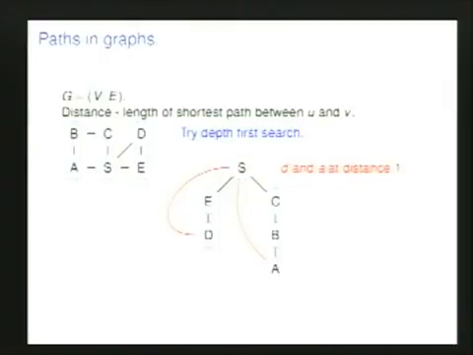It's also true for D. It did not find the shortest path to D. It found a path to D, but it did not find the shortest path. Okay? Does that make sense?